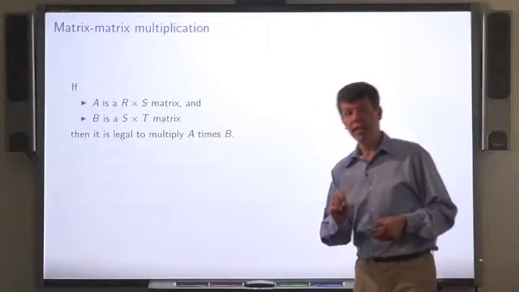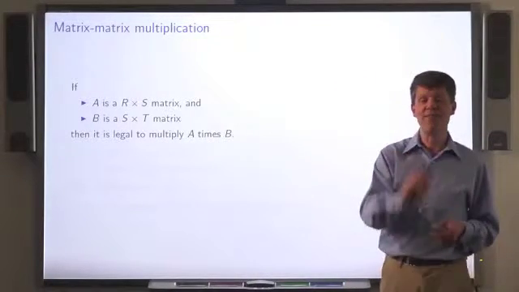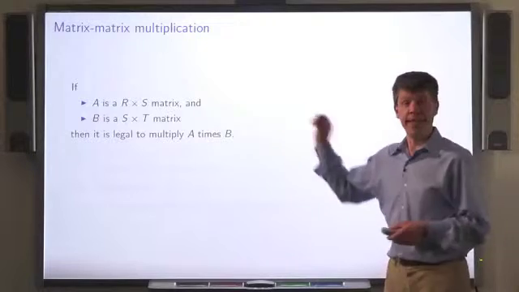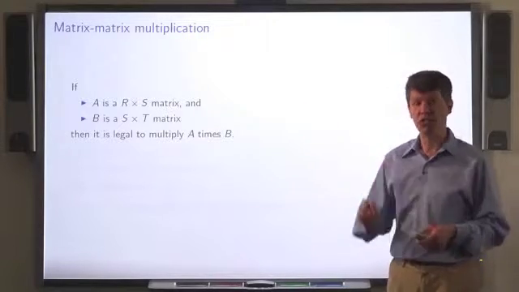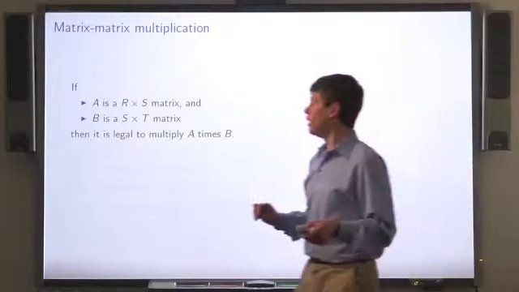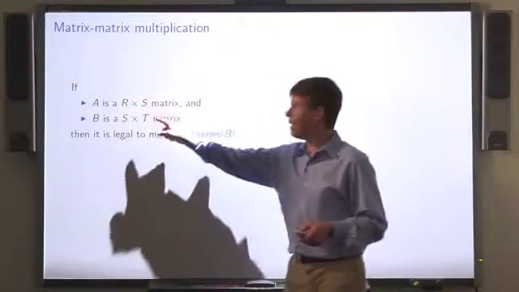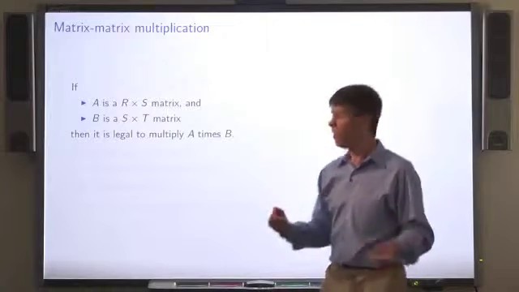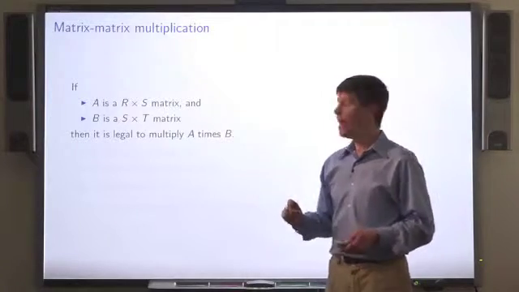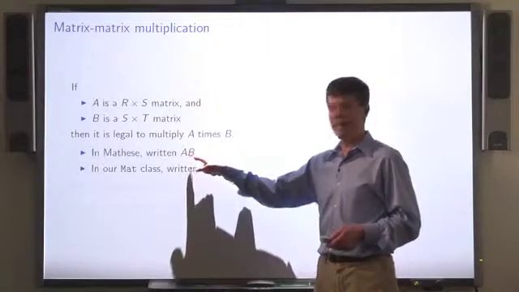Now, we've studied matrix vector multiplication and vector matrix multiplication. Now we're going to study matrix matrix multiplication. Suppose A is an R by S matrix and B is an S by T matrix. Then it's legal to multiply A times B. In math, we'd write it as AB.